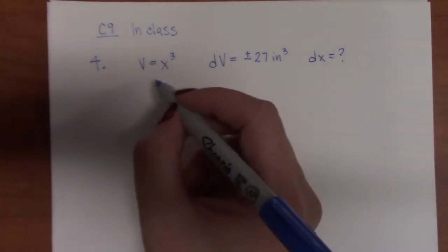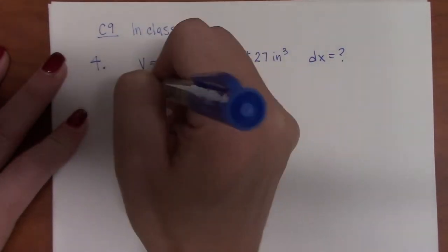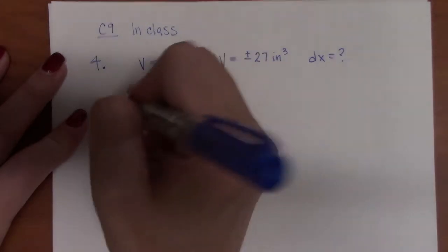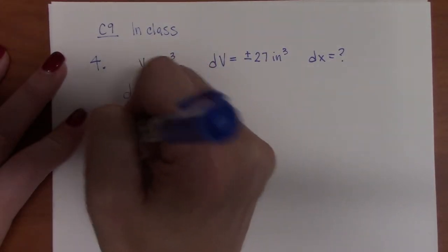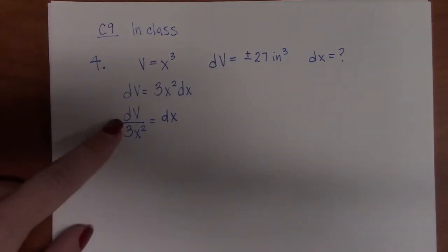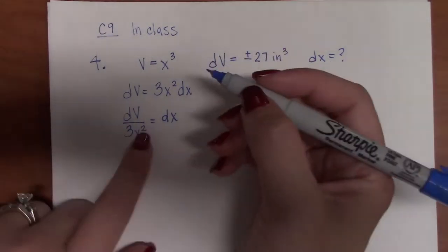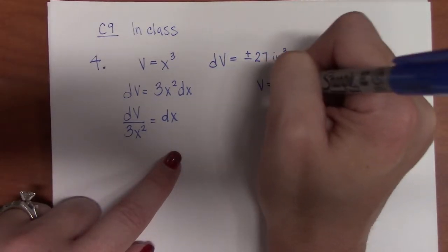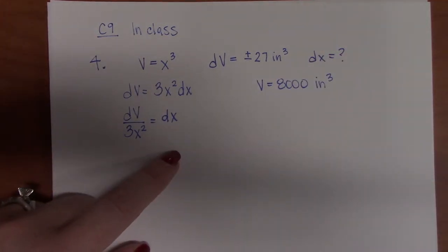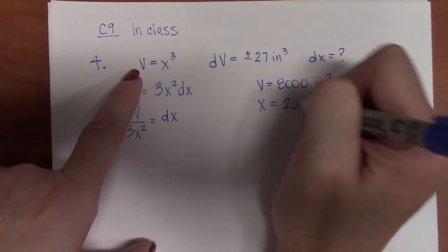So now if I go back and I actually find the differential of this equation, right? It's dv equals 3x squared dx. Since I'm solving for dx, this is where I want to plug my values in. So I was given dv, but I don't know what x is. But we were told in the problem that the desired volume was 8,000 cubic inches. So if we plug volume into this equation, we can see that x needs to be 20 inches.